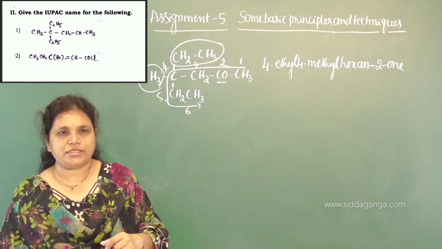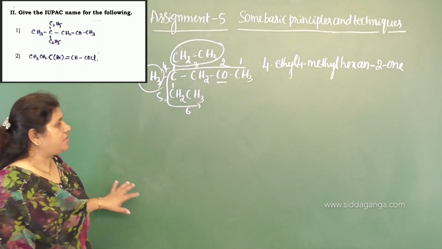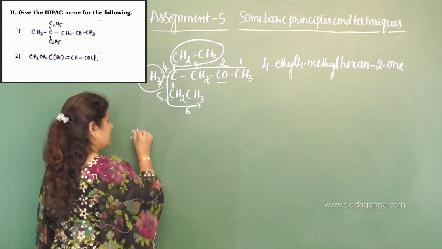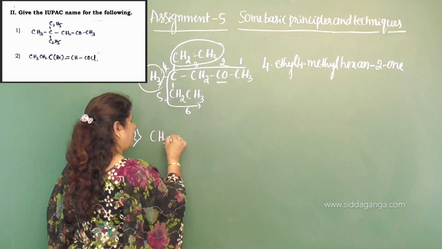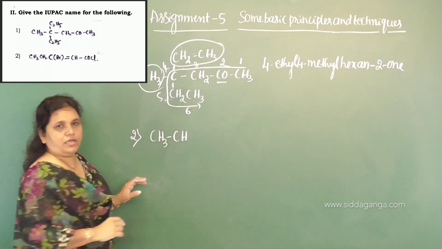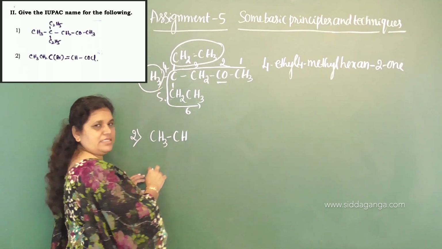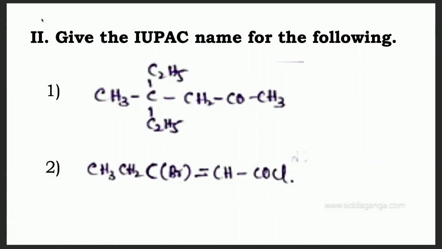Okay. Now, move on to the second one, CH3, CH. Here you need to consider CH3, CH2, CBr, correct, and double bond CH, COCl. This is the compound given.